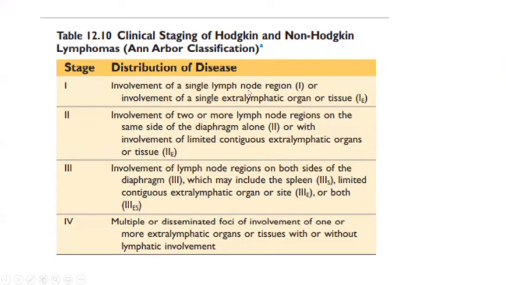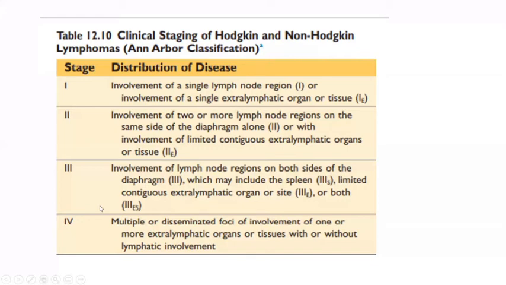So this is the Ann Arbor classification of Hodgkin lymphoma. You should just go through the classification. There are four stages. First and second stages have a good prognosis, and stages 3 and 4 are late stage and advanced disease, so they have a slightly poorer prognosis, but still overall Hodgkin lymphoma has a good prognosis.